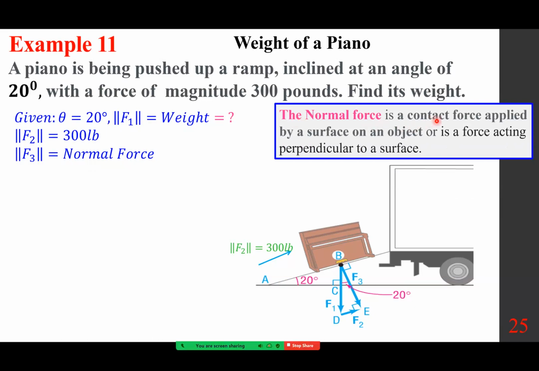The normal force is a constant force applied by a surface on an object, or a force acting perpendicular to a surface. So perpendicular to the surface, here's the surface, the ramp, the surface of a ramp. Perpendicular to that, you can continue if you want. That is called the normal force. That is the one that acts as the reverse force of the friction, if you will.